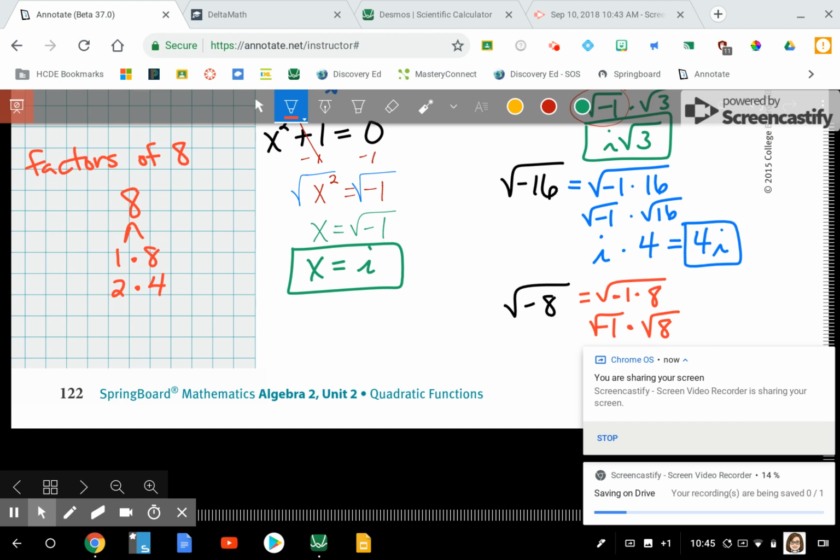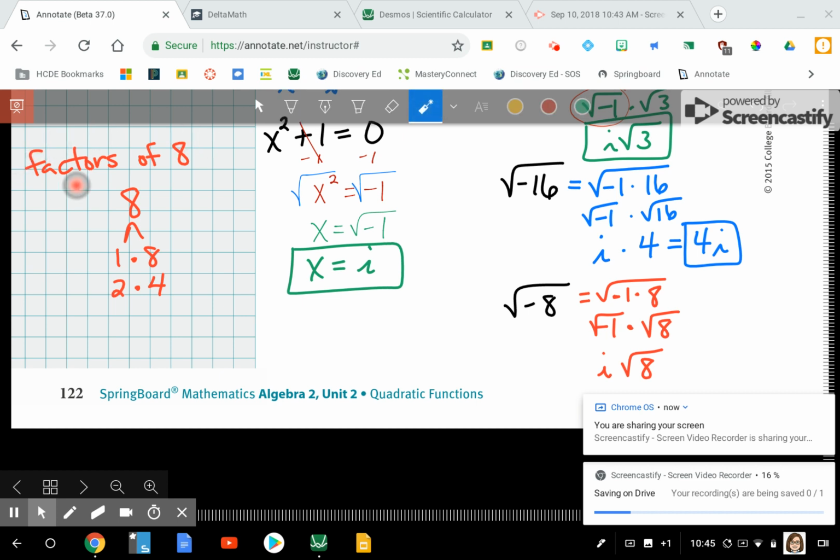Okay, let's pick up where we left off with the square root of negative 8. You probably wrote it as the square root of negative 1 times the square root of 8, so that would be i square root of 8. That's fine, but it can actually be simplified further.